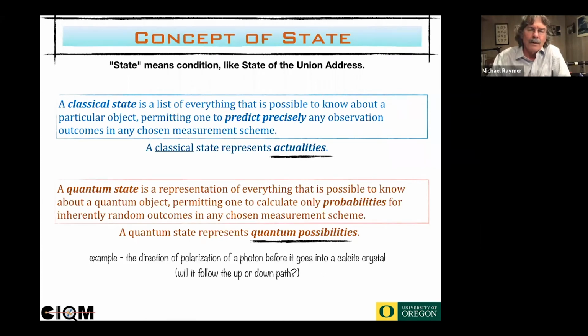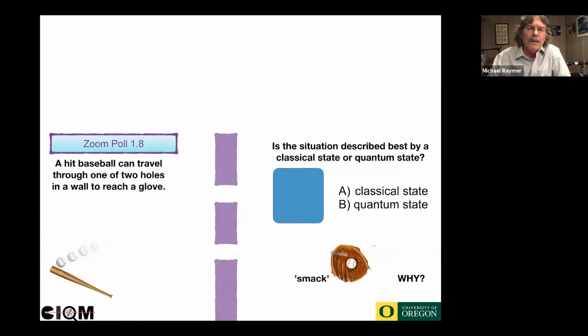Okay, photons. Here's a Zoom poll. A baseball can be hit and can travel through one of two holes in a wall to reach the glove, where it doesn't go click, but it goes smack. And the question is, is the situation described best by a classical state or a quantum state? Let's run that poll. Launch poll.